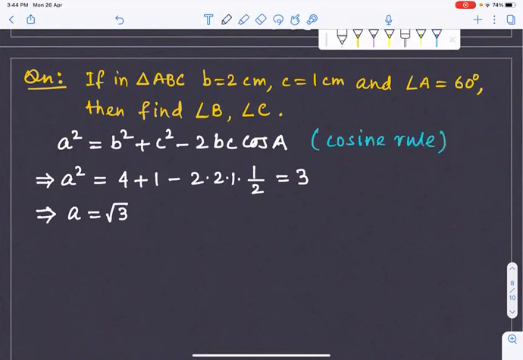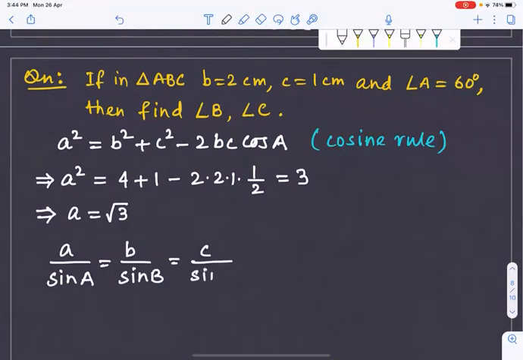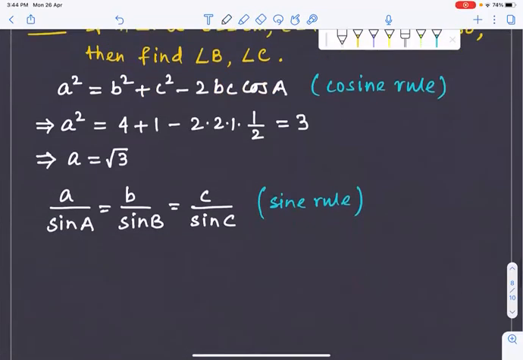Now, what are you going to do? I am going to use the sine rule. You see what I am doing here? a by sin A equals b by sin B equals c by sin C. This is our sine rule. By using this sine rule, now I am going to get the remaining part of the solution. In place of small a, I am going to put root 3.